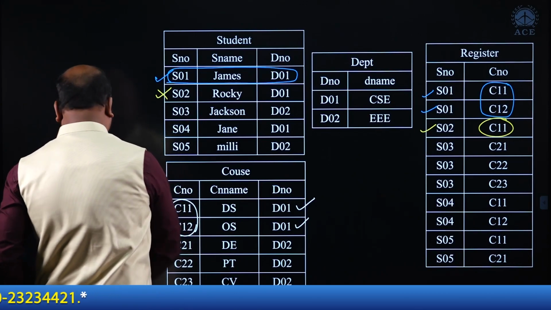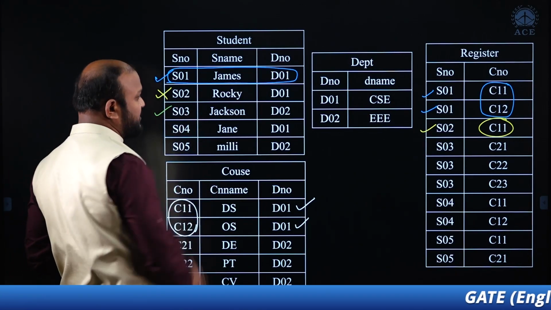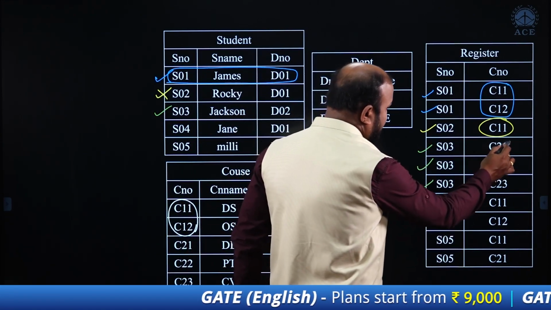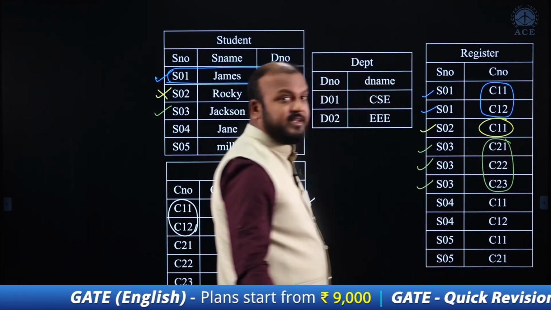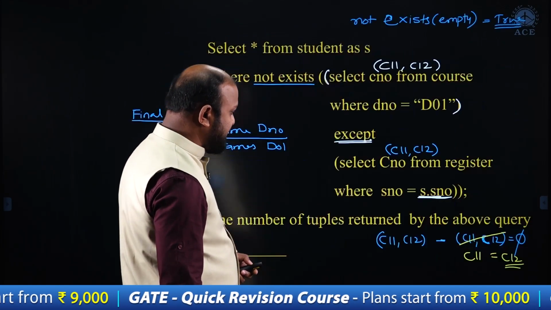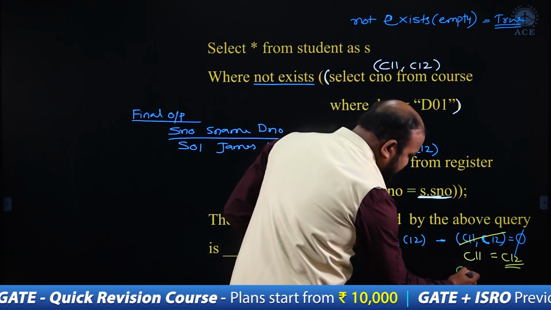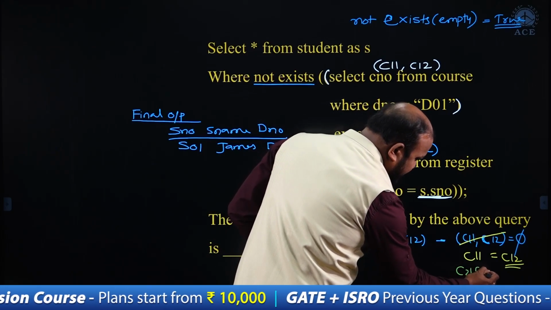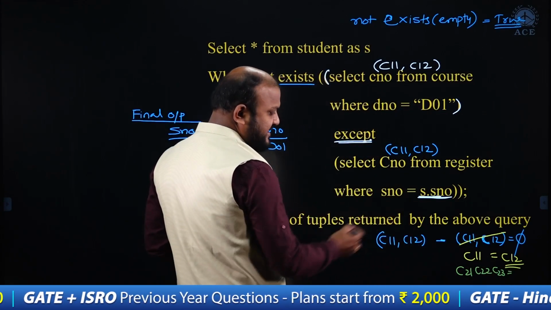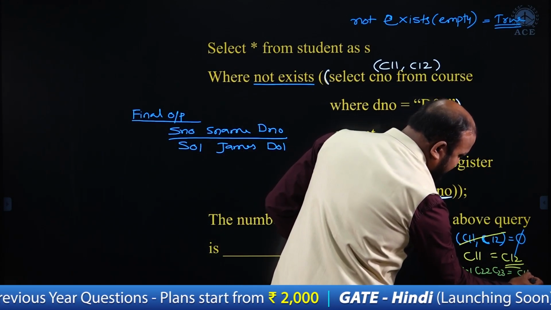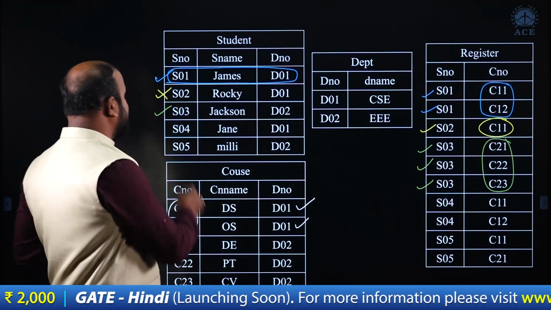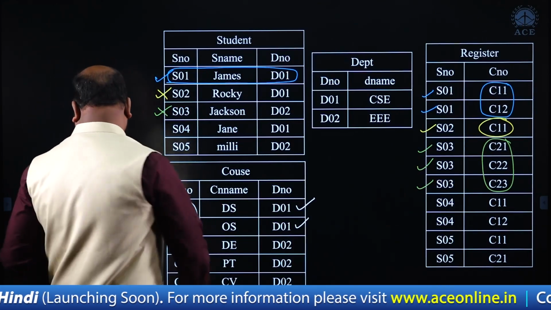Next, you can check for the S03 student. What are the courses? S03 enrolled in C21, C22 and C23. Look, it is going to return C21, C22 and C23. First instance minus second instance, that is C11, C12, means again you are getting the output. You are getting the output means this row is not going to be selected.